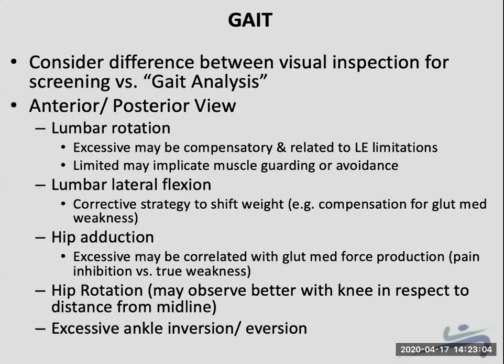Our lumbar lateral flexion, so we might see a corrective strategy for weight shifting as well. So this could be in relation to trying to recenter that center of mass with a weak glute med, for example. Excessive hip adduction we might see as well. So a lot of times with that hip abductor weakness, we might see that Trendelenburg type gait.